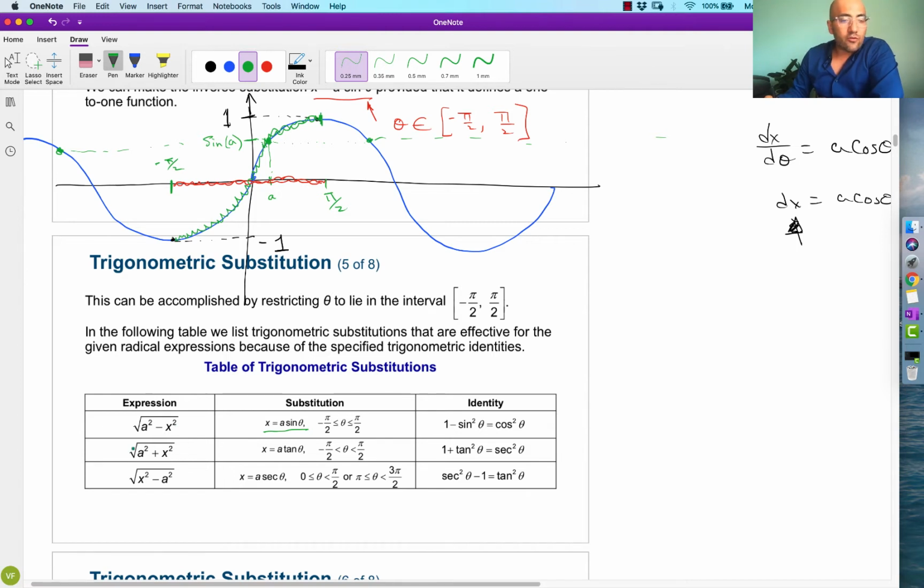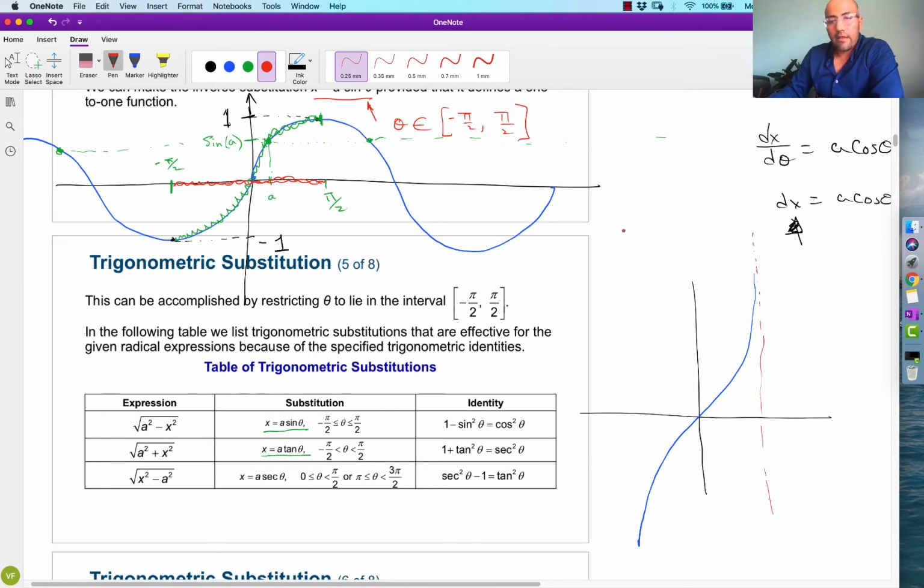Good. If we have integrals that involve this expression, some constant squared plus x squared, the suggestion is that we let x equal a tangent of theta, where again theta is restricted by the exact same domain. Remember that the very, very rough graph for the tangent function would look like this. Kind of comes this way, kind of goes that way, and there are vertical asymptotes that go this way and this way.